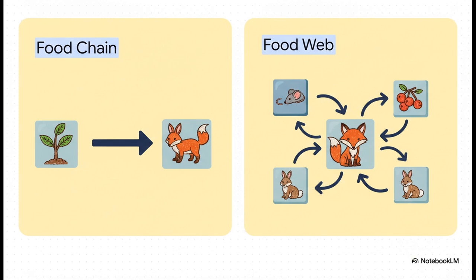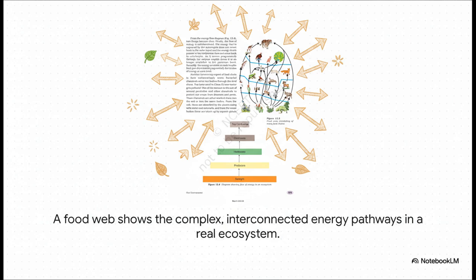In the real world, a fox doesn't just eat rabbits. It might eat some berries, maybe catch a mouse. It's all connected. Just take a look at this. See all those arrows flying everywhere? Each one is a path for energy. You can see how one animal, like that hawk, is connected to snakes and mice and rabbits. This is what an ecosystem really looks like, a complex and resilient web of life.